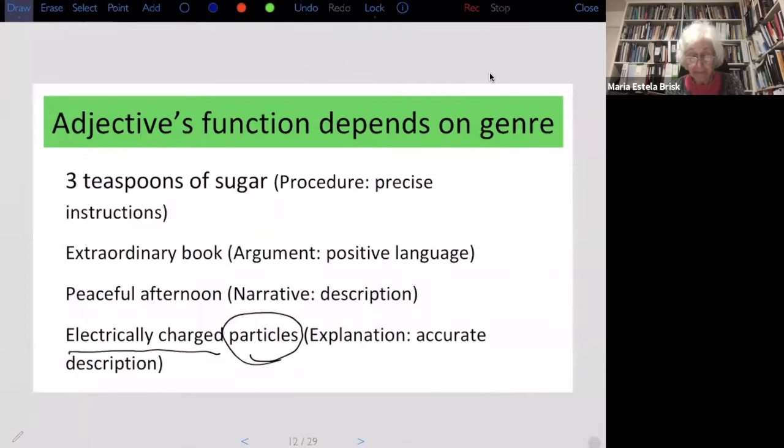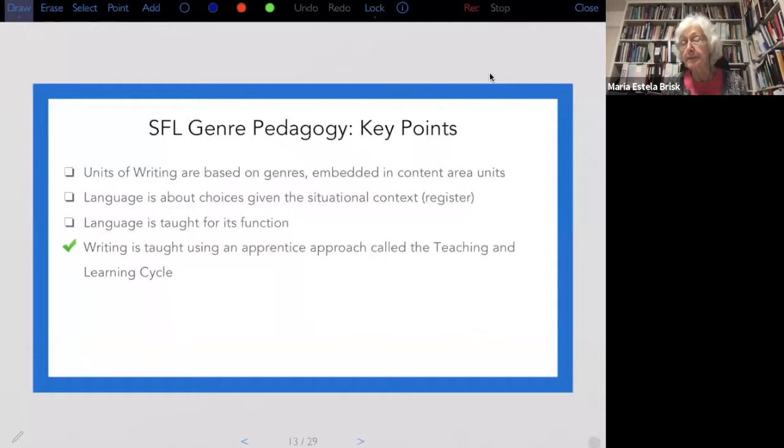The fourth key point is the approach to teaching that I was telling you about before, which is an apprenticeship approach to teaching how to write.